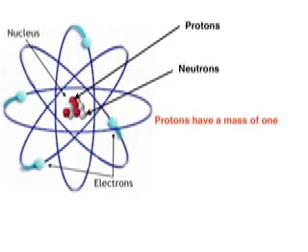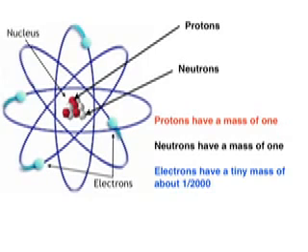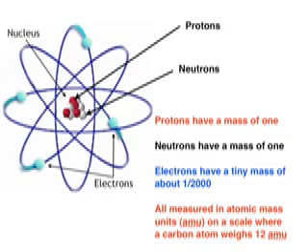Protons, we think, have a mass of 1, as have neutrons. Electrons are far lighter, with a mass of about 1/2000th of a proton or neutron. These measurements are made in atomic mass units, that is on a scale where the most common type of carbon atom is given a mass of 12.